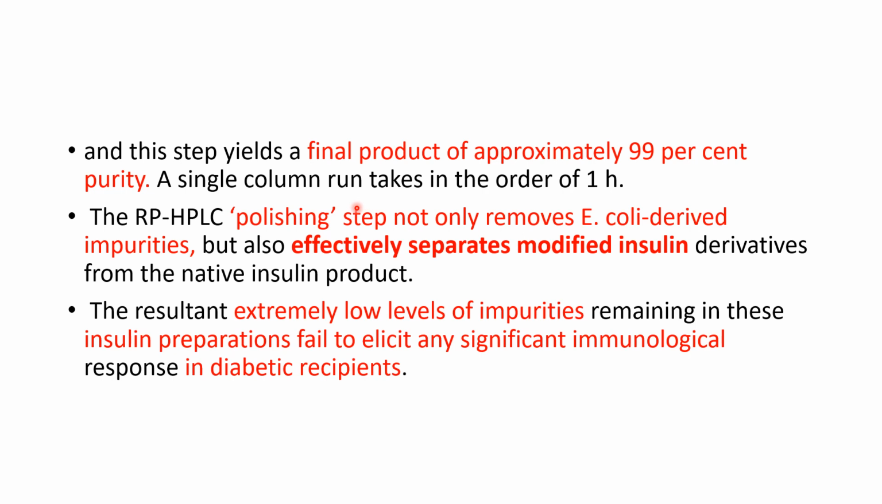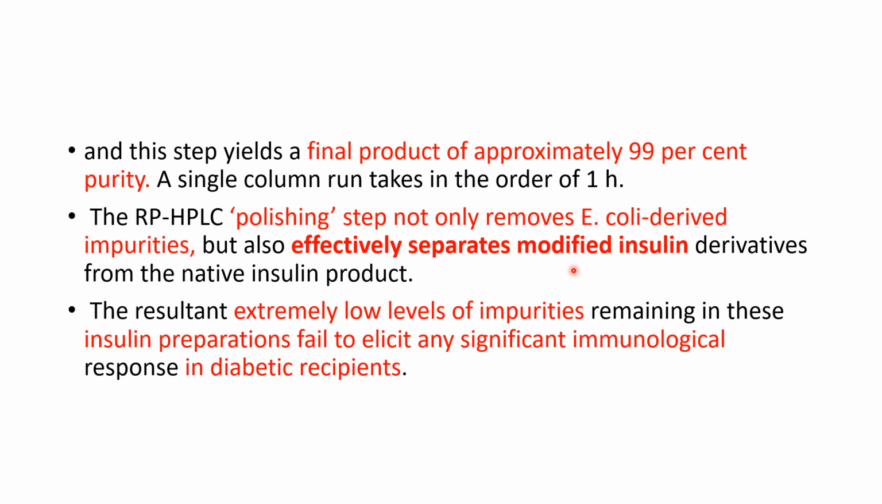So in the polishing step, it not only removes E. coli derived impurities, but also effectively separates modified insulin derivatives from the native insulin. So what do we say? We are saying you can use the reverse phase HPLC to also polish up insulin. What is the polishing up? In the polishing up of insulin, it means it will remove any other impurities, for example, all E. coli derived impurities.